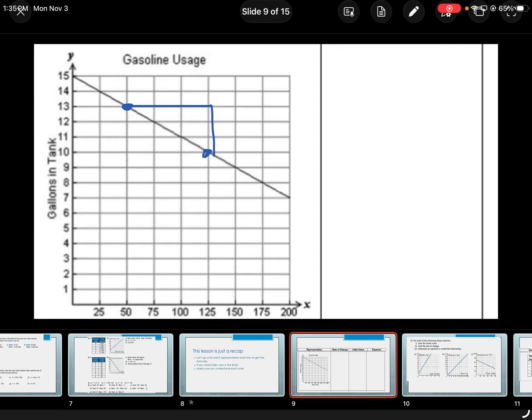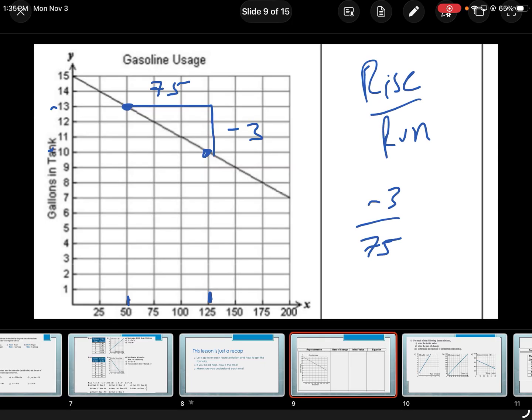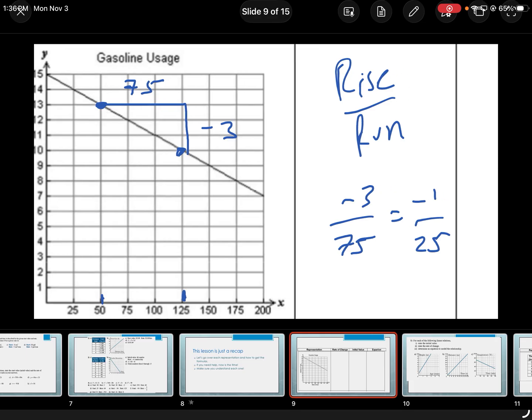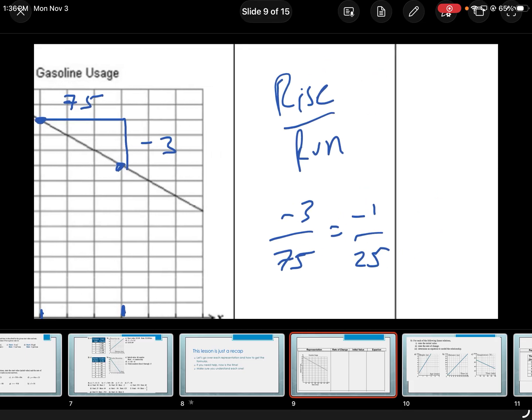So it goes from 13 to 10, so it went down 3. And then it's going from 50 to 125, and so it goes across 75. And then it's always rise over run, isn't it? It's rise over run, which in our case is -3 over 75 or -1 over 25. If you want to simplify it, just divide them both by 3 there because it's divisible. So rate, -1 over 25.